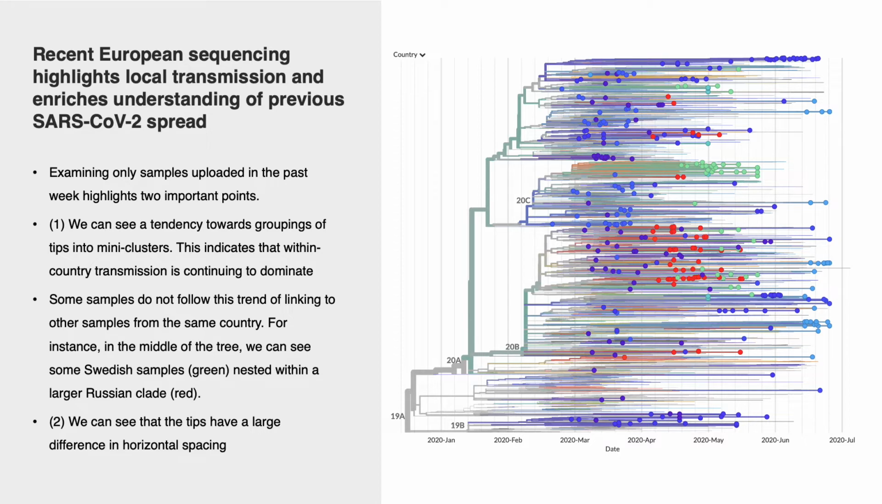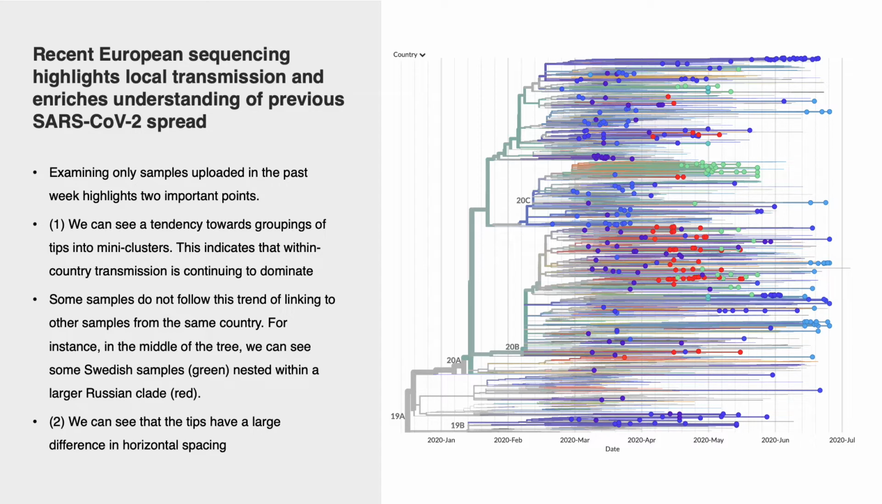Some samples do not follow this trend of linking to other samples from the same country. For instance, in the middle of the tree, we can see some Swedish samples in green, nested within a larger Russian clade in red. Given the heavy subsampling, we need to remain cautious to not overinterpret putative between-country transmissions from this view. Secondly, we can see that the tips have a large difference in horizontal spacing.